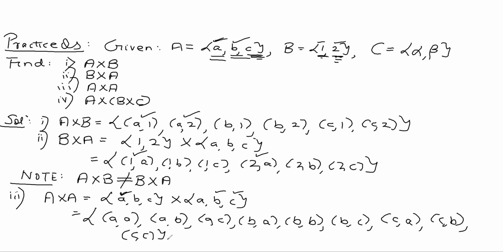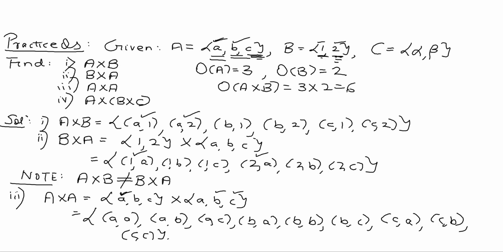You can also observe one thing. How many elements are there in A? Set A consists of 3 elements. Set B consists of 2 elements. So the Cartesian product of A cross B consists of how many elements? 3 into 2, which is 6. If you want to count them, you can count: 1, 2, 3, 4, 5, and 6.